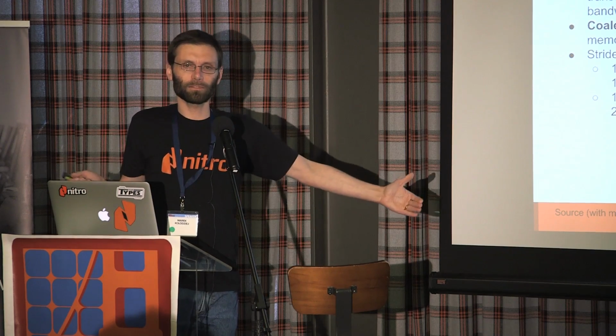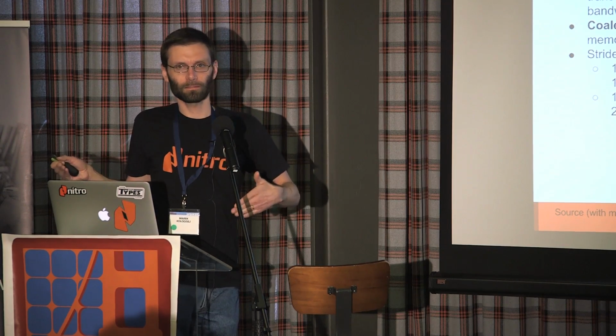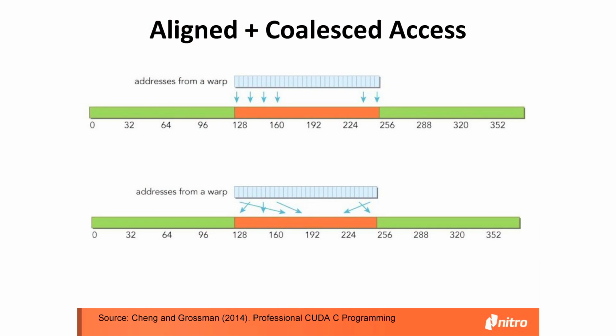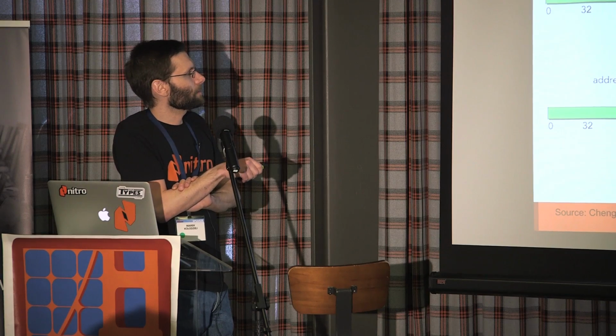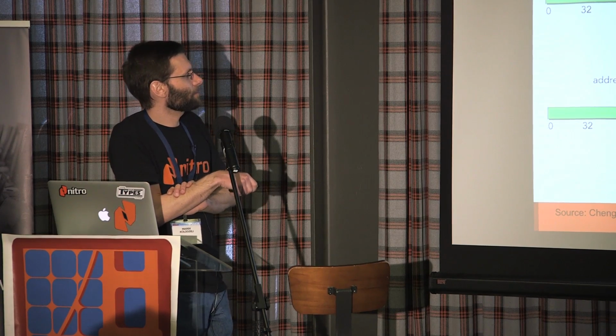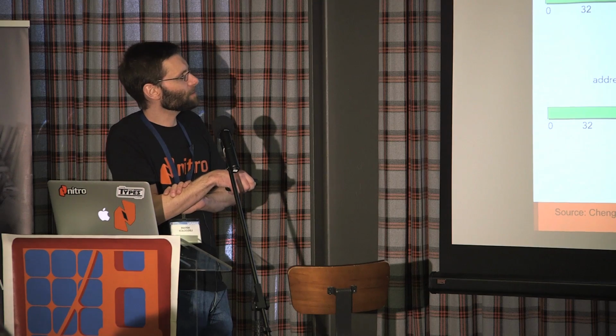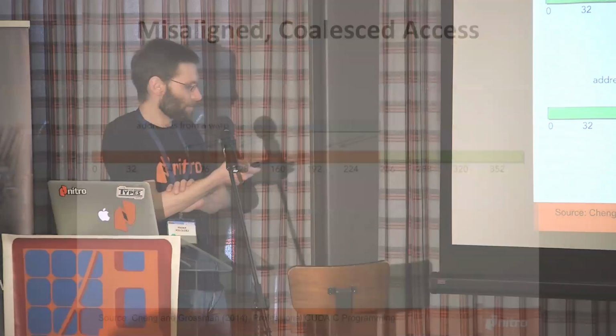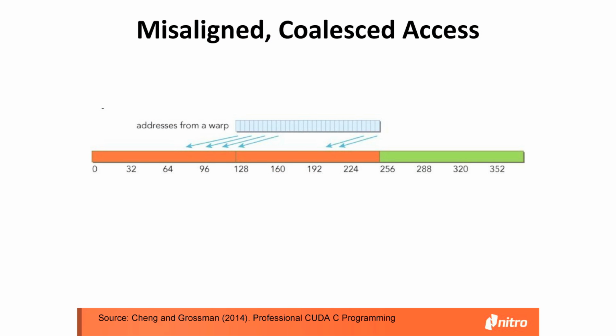Coalesced means just accessing contiguous pieces of memory. So if you have several threads together, they should be accessing contiguous pieces of memory. So this is aligned and coalesced because it's on that 128-byte border. The consecutive threads are accessing consecutive pieces of memory. This is not consecutive, but these threads are still accessing this contiguous piece of memory. So that still is coalesced and aligned. This is misaligned because we're passing that 128-byte border, but the memory addresses being accessed are coalesced.